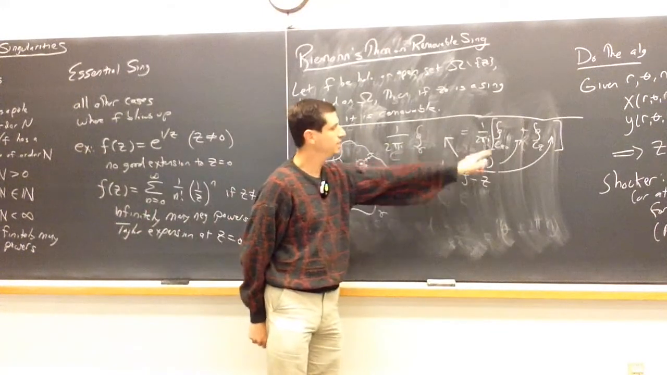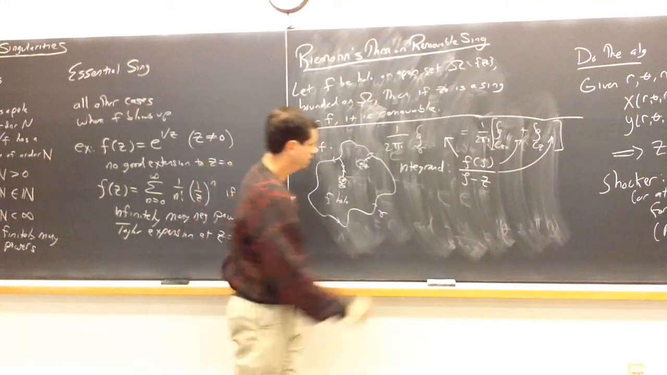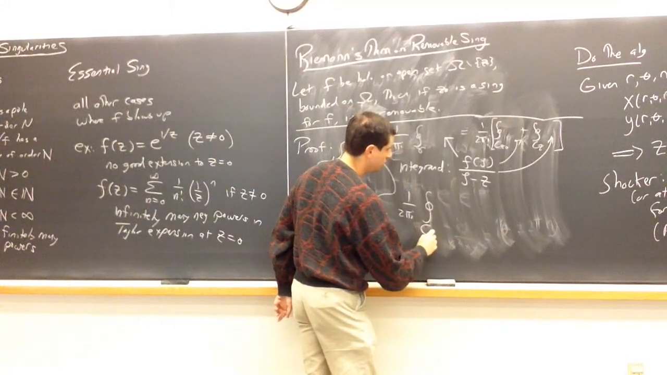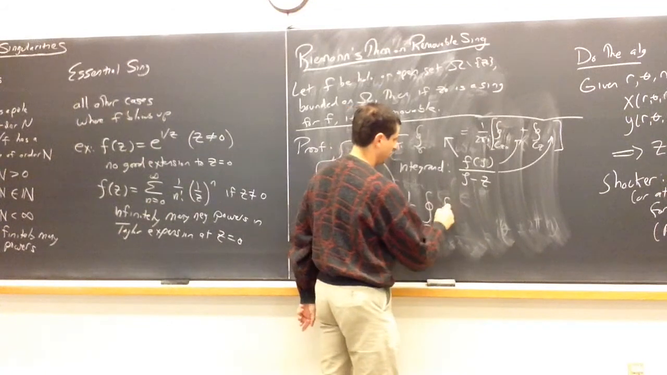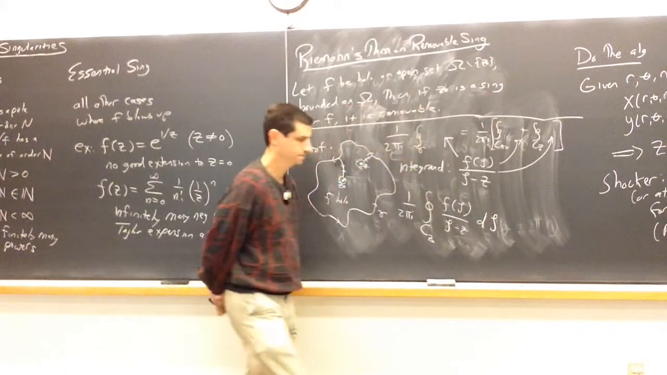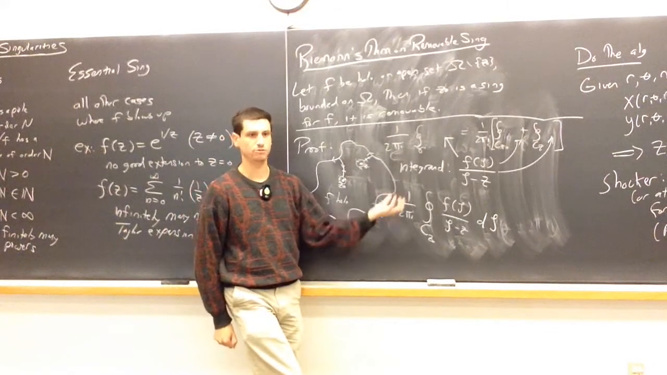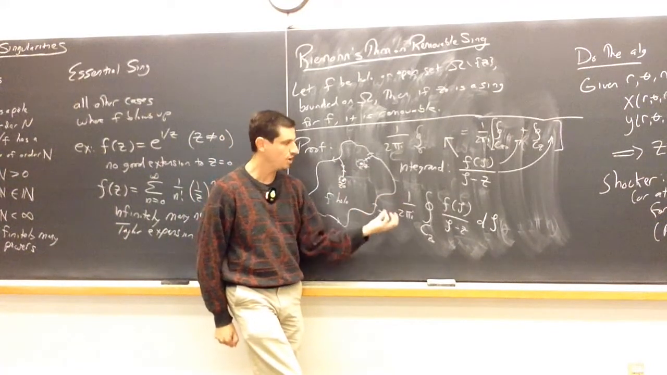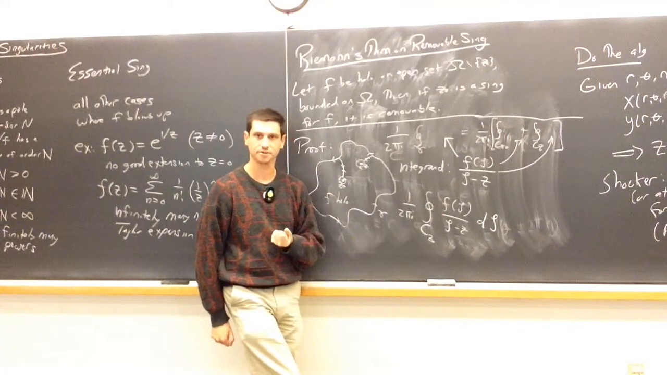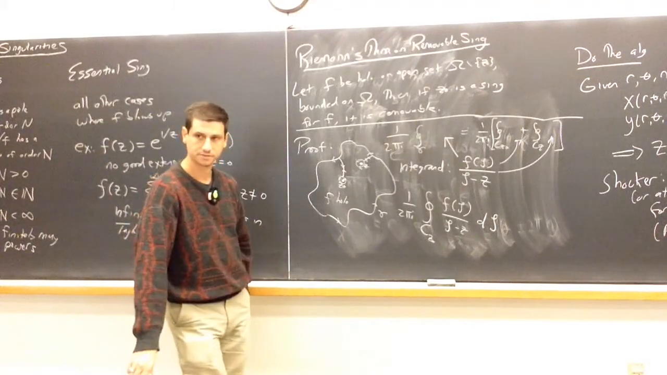Let's look at the integral over z naught. So if we look at the integral 1 over 2 pi i, integral over the circle at z naught of f of zeta over zeta minus z d zeta. Now we have to be a little bit careful because we're assuming maybe we have a removable singularity. We're assuming there's some problem at the point z naught. Are we ever evaluating our function at z naught? No, we're evaluating at a circle centered at z naught.